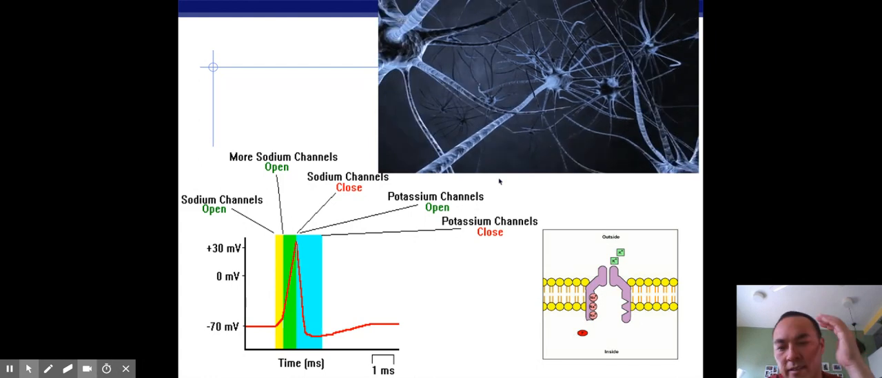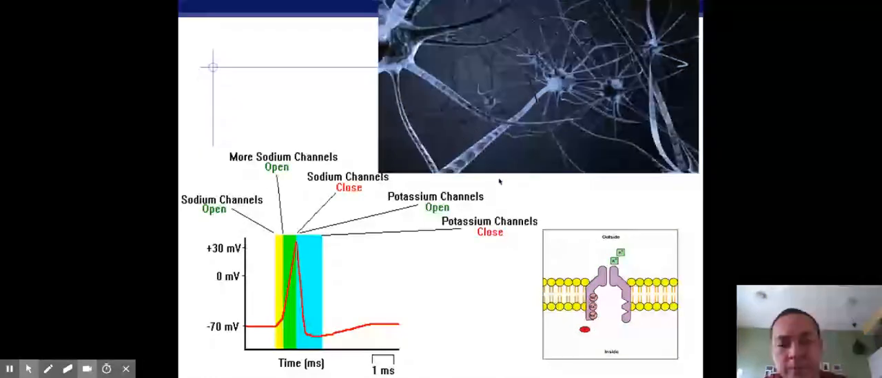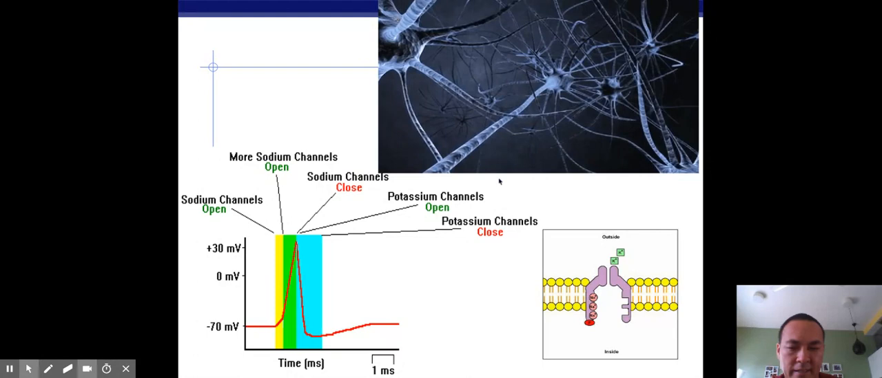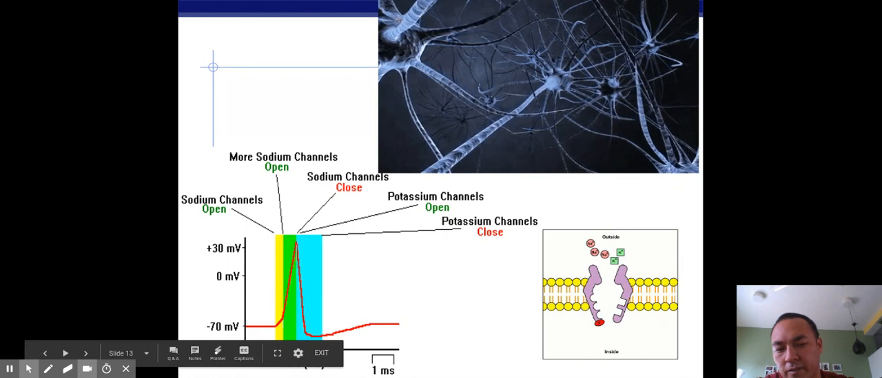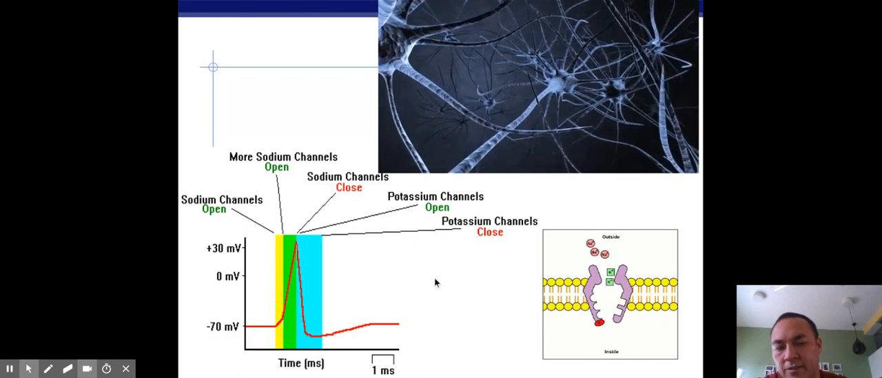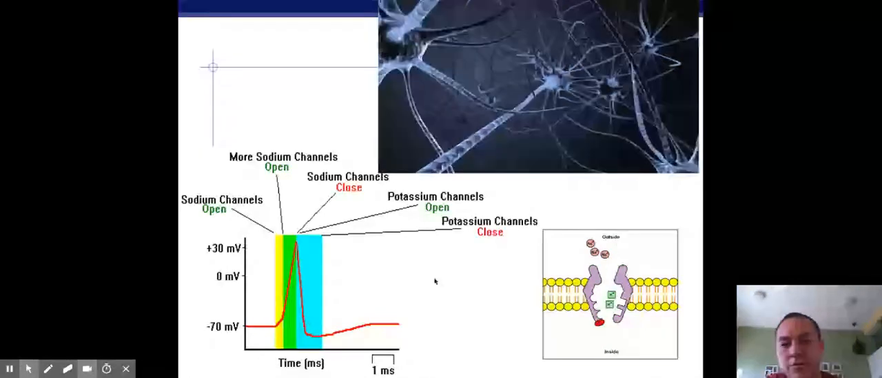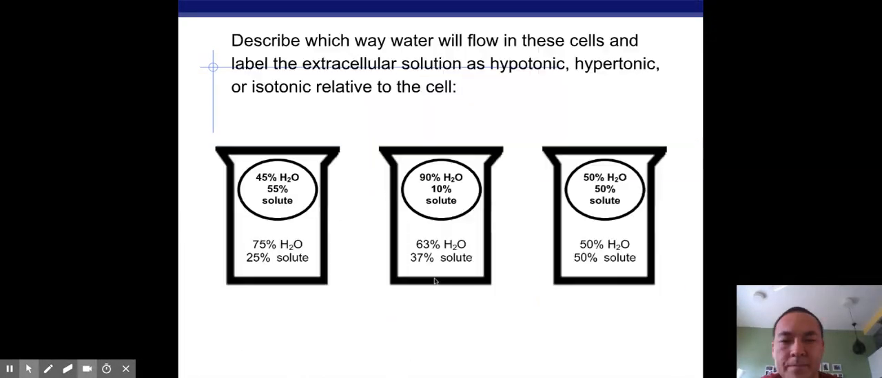I'm not going to go through this slide and give you an in-depth talk about it. I hope you found it cool. We did those models in class. The point was just to show you the action potential, or show you the sodium-potassium pump in action. All right. If you want to learn more about that, take AP Bio with me.